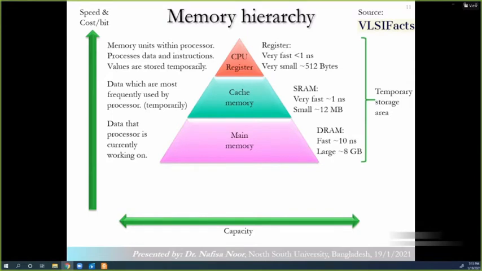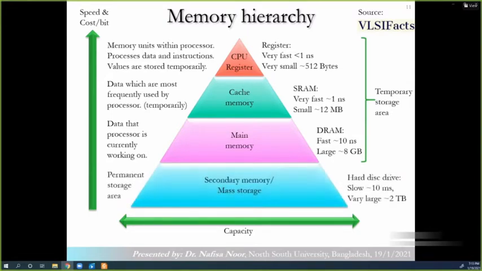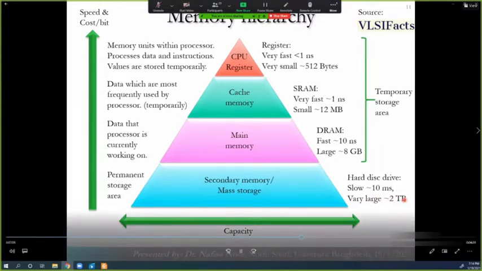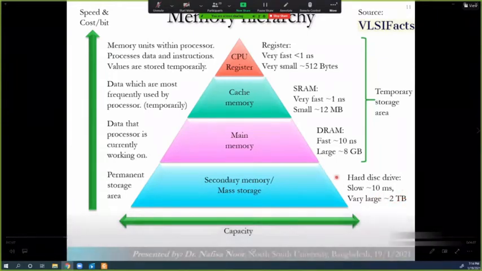Now on the other side of the computer memory hierarchy, we have the permanent storage area. This is also called the secondary memory or the mass storage area. This type of memory is significantly low in cost and their speed is tremendously low. You can compare the speed of the other memories, which are in the nanosecond range, whereas in this case, the traditional hard disk drive has only 10 milliseconds for the write latency, which is 6 orders of magnitude larger than the DRAM write latency.